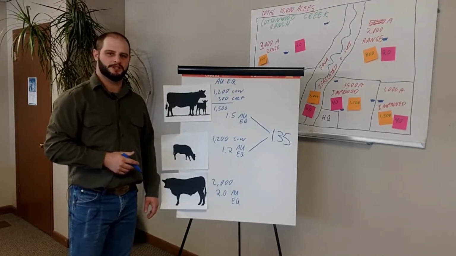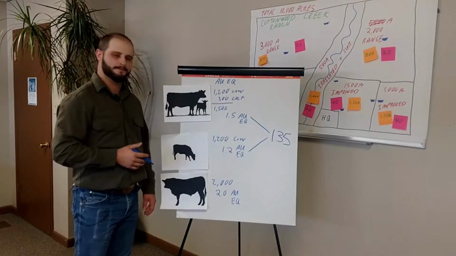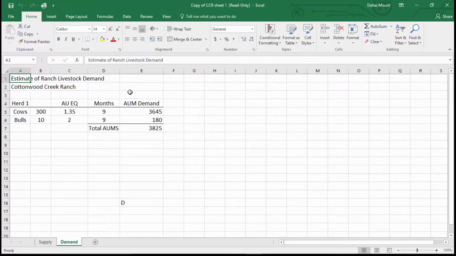So let's look at a spreadsheet that helps you do the math for you. So we're looking at the spreadsheet at the Cottonwood Creek Ranch, and we said that there were 300 cow-calf pairs for part of the year, and then the other part of the year they were dry cows weighing 1,200 pounds, so their animal unit equivalent was 1.35. We multiply that by 9 months that they're out there grazing, and we get a total animal unit month demand of 3,645 for those cows on the Cottonwood Creek Ranch.